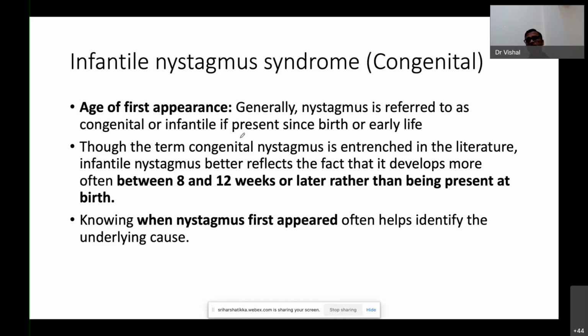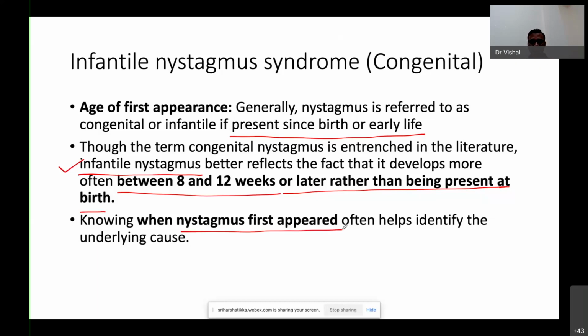Usually, it starts early in life, between 8 to 12 weeks or later, rather than being present at birth. That's why it is named the infantile variety of nystagmus in the recent nomenclature. Even the Barany Society has emphasized the term infantile nystagmus syndrome rather than congenital nystagmus. And knowing when the nystagmus first appeared is very important to know the underlying cause.